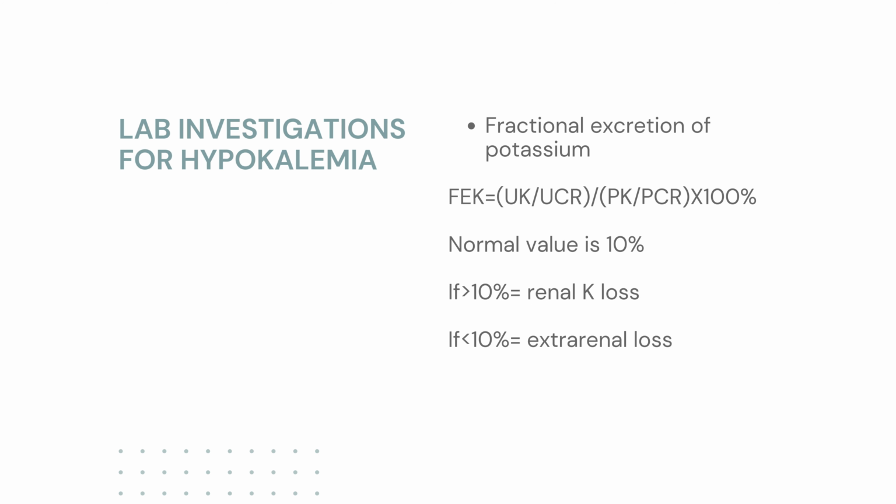From the lab results, we can look at fractional excretion of potassium, which is normally around 10%. If it is more than 10%, that means the kidneys are losing more potassium, so the etiology of the hypokalemia is renal. And if it is less than 10%, it is due to extrarenal losses like vomiting, diarrhea, insulin use, or beta-2 agonist use.